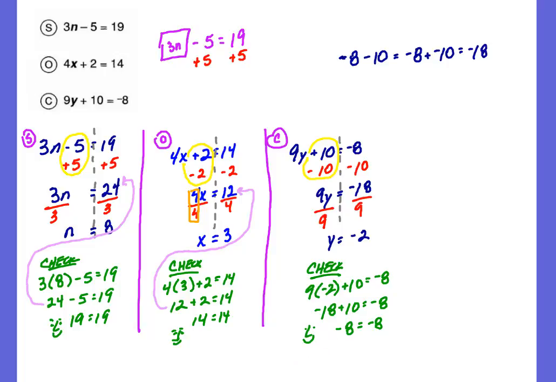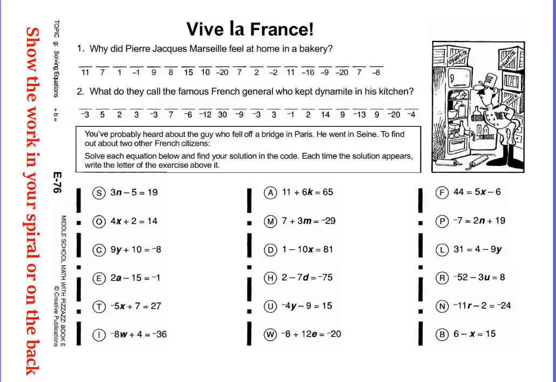So now I'm going to put these 3 answers into the puzzle. For S, I have 8. For O, I have 3. And for C, I have negative 2. So if I go back to the puzzle, for S, I had 8, for O, I had 3, and for C, I had negative 2, which means everywhere 8 appears, which is right up here somewhere, there should be an S.